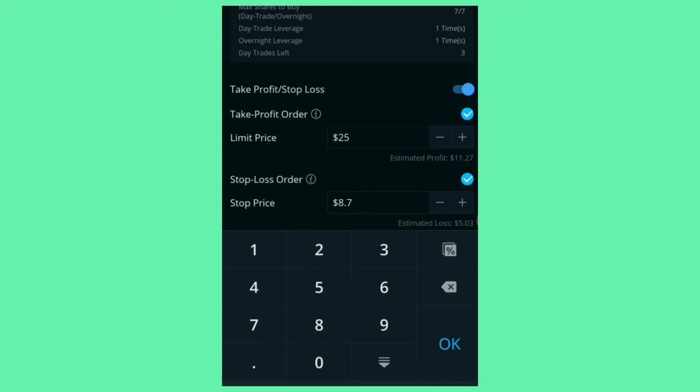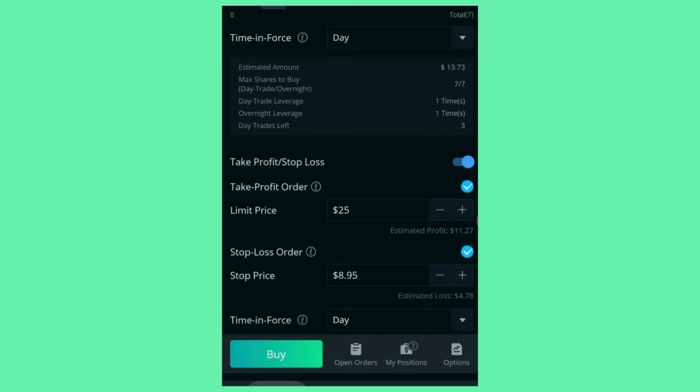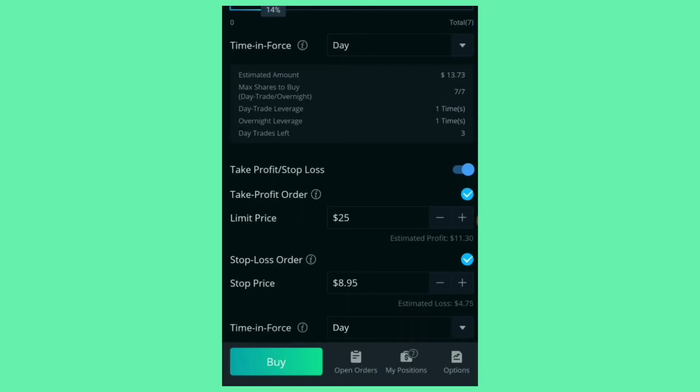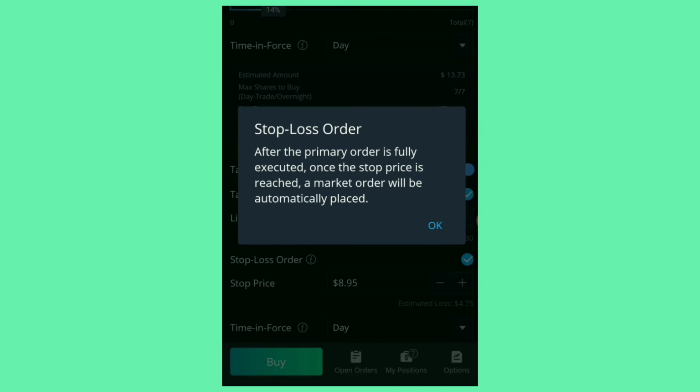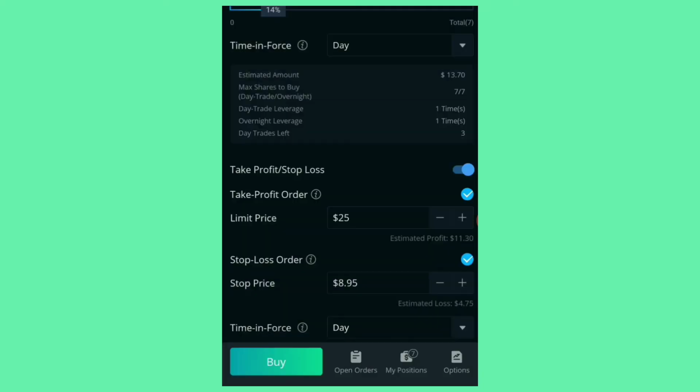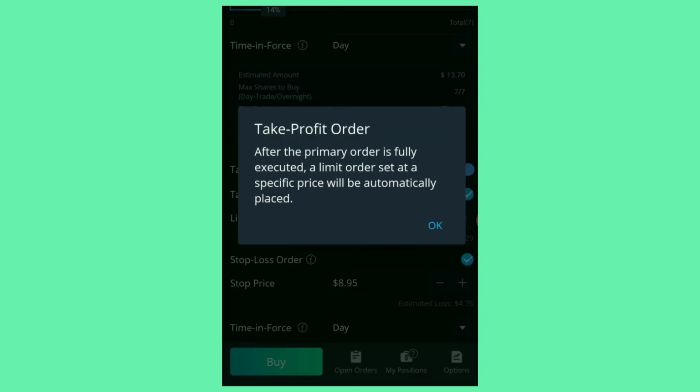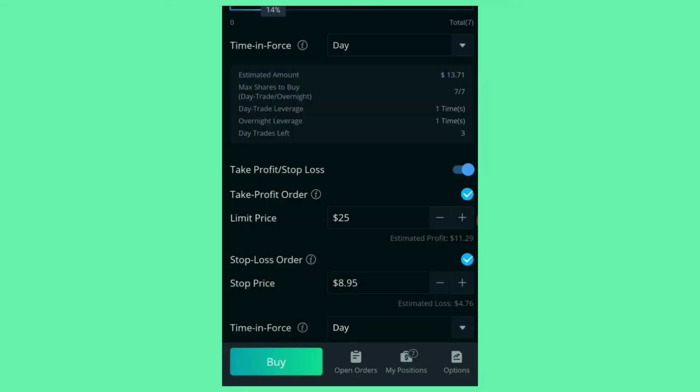Okay. And I'm going to put my stop loss at $8.7. Actually, let's just make it 8.95. So that's my stop price. And again, after the primary order is fully executed, once the stop price is reached, a market order will be placed. So once the stop price is reached, it's going to sell me out at a market price. And a limit order set at it will be automatically placed.